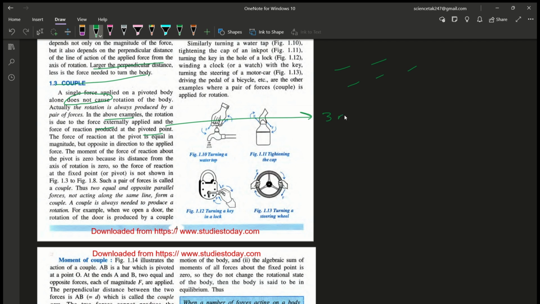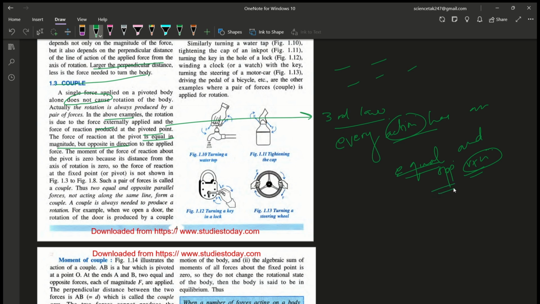What is the third law? Every action has an equal and opposite reaction. So the reaction force and the action force together provide us the couple forces. The force of reaction at the pivot is equal in magnitude but opposite in direction. Action-reaction pairs are equal in magnitude but opposite in direction.